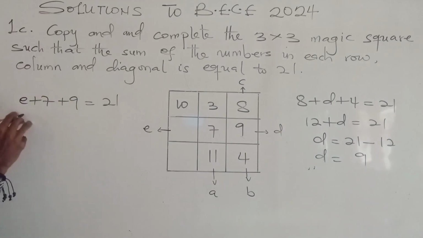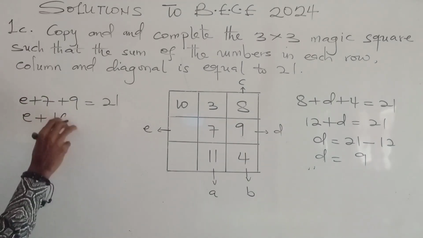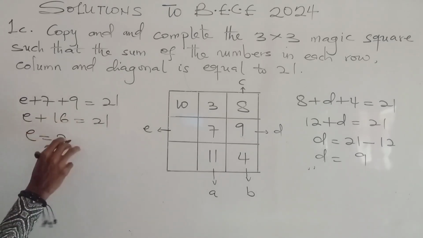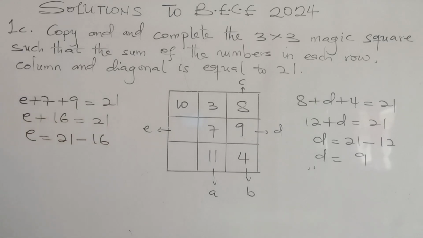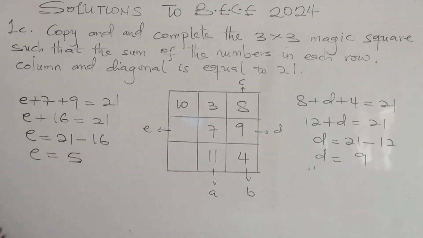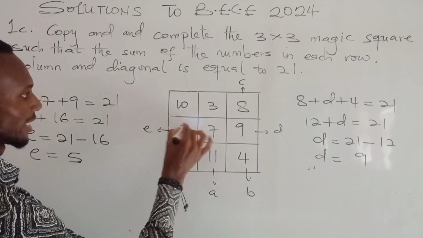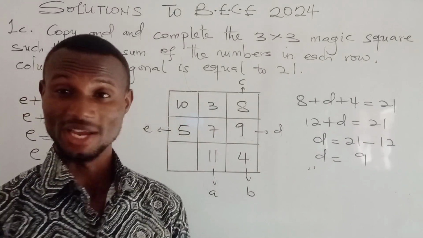So my E plus 7 plus 9 gives 16, equals 21. My E will be equal to 21 minus 16. I hope you understand and you agree up to this point. So my E will be equal to 5. 21 minus 16 gives 5. So here will be 5. I hope you understand and you agree with me up to this point.